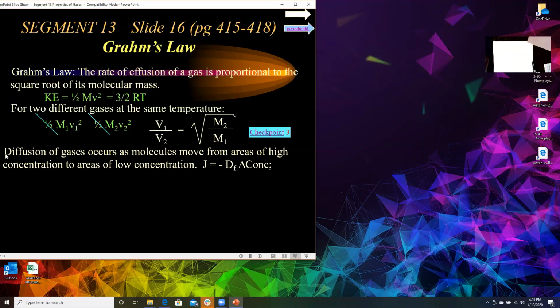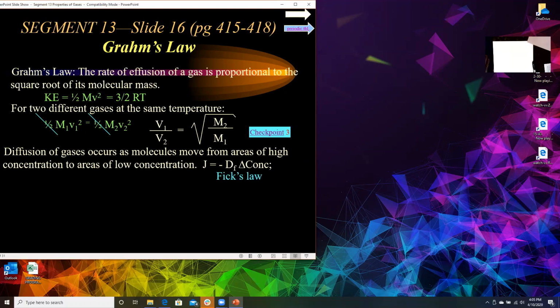Now, this also gives rise to diffusion, and it says that the flux of stuff moving from one place to another is the negative of D sub f, a diffusion coefficient, times the change of concentration on each side of the barrier it's diffusing across.